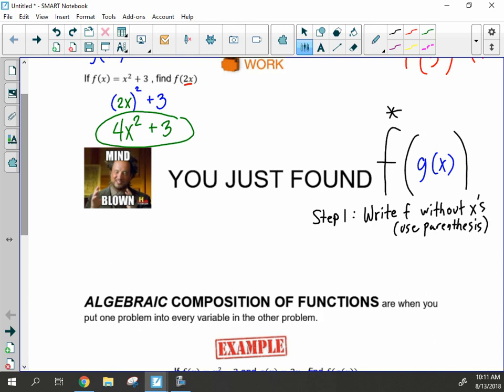So the first part of this is the problem that we're going to put stuff into. Step 2 is to put the stuff in. Put the g of x in. That's all you do. And then you simplify after that. Now we're going to be working with a lot of problems at once. So it's going to be super important that you keep this stuff organized.